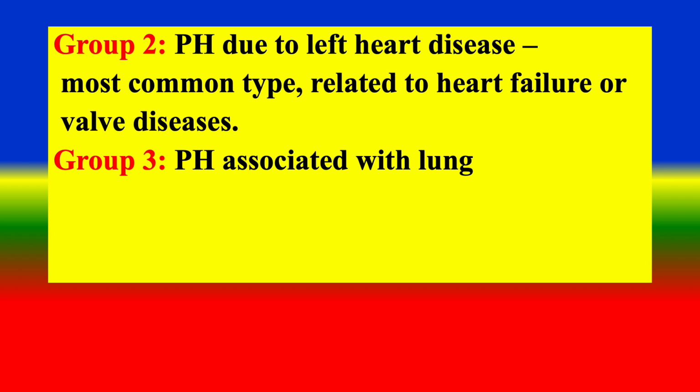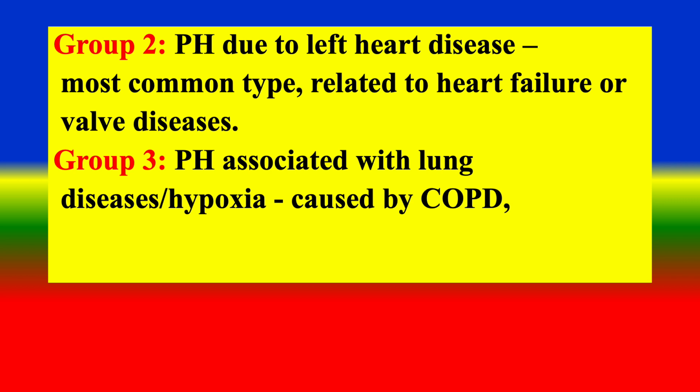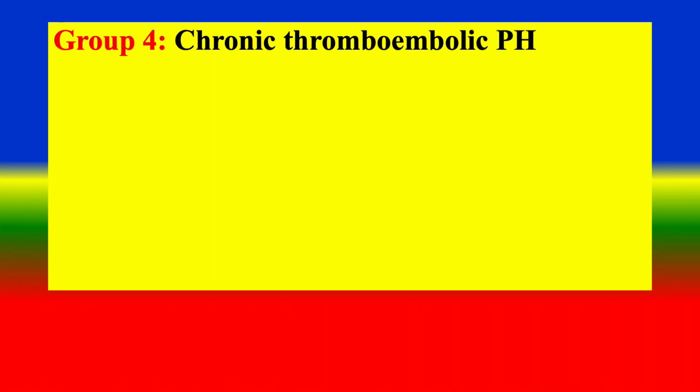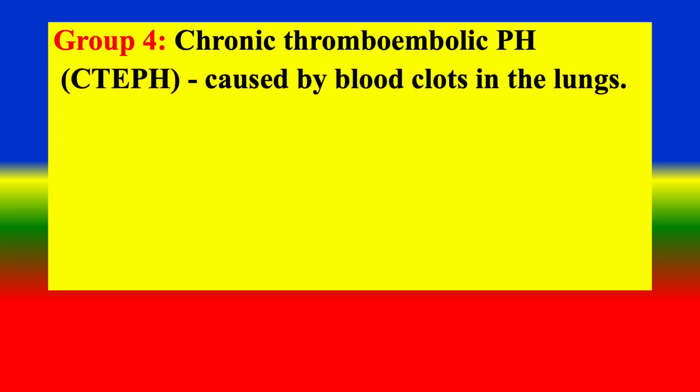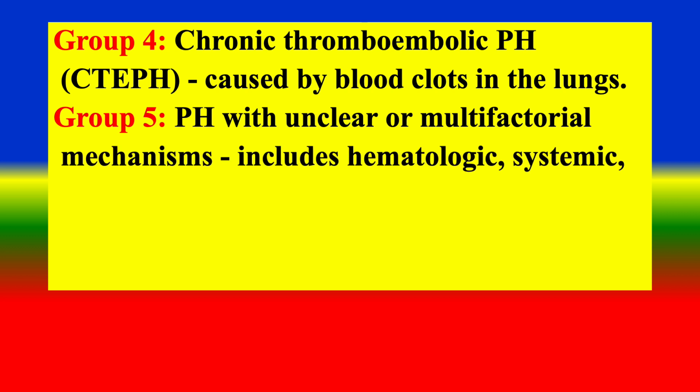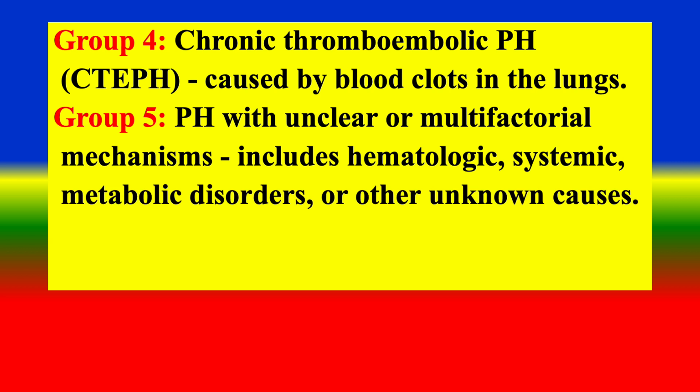Group 3, PH associated with lung diseases, hypoxia caused by COPD, interstitial lung disease or sleep apnea. Group 4, chronic thromboembolic PH (CTEPH), caused by blood clots in the lungs. Group 5, PH with unclear or multifactorial mechanisms, includes hematologic, systemic, metabolic disorders or other unknown causes.